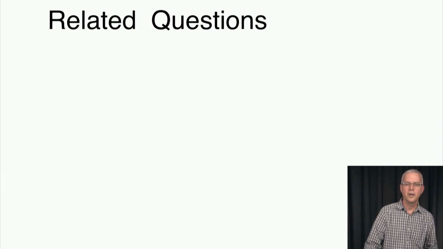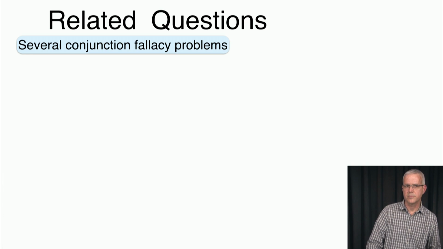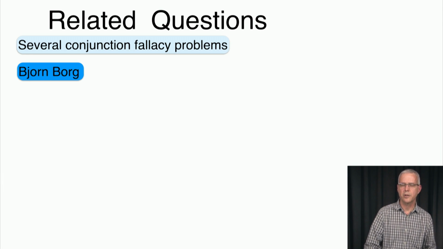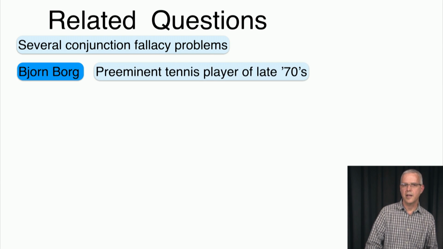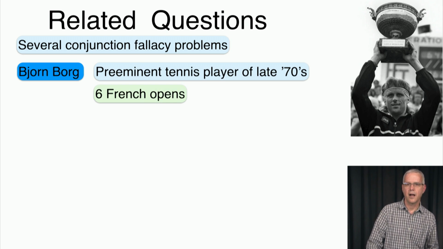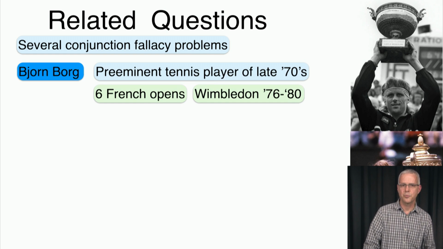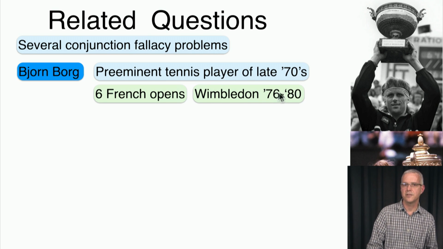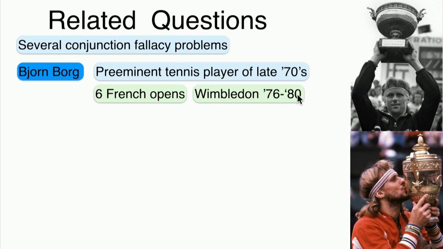For example, they looked at Bjorn Borg. Just for those who don't know, he was the preeminent tennis player in the late 70s. He won, for example, 6 French Opens. He won Wimbledon for 5 consecutive years, 1976 to 1980. All 5 of them he won. So by the end, he was the best known tennis player by far at the time.